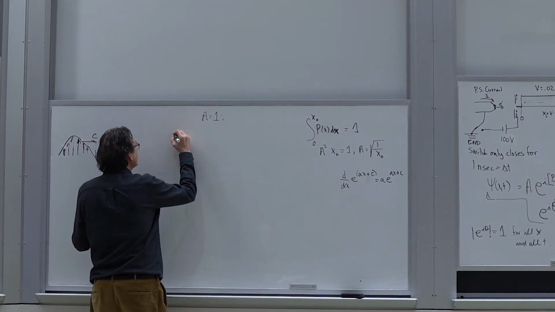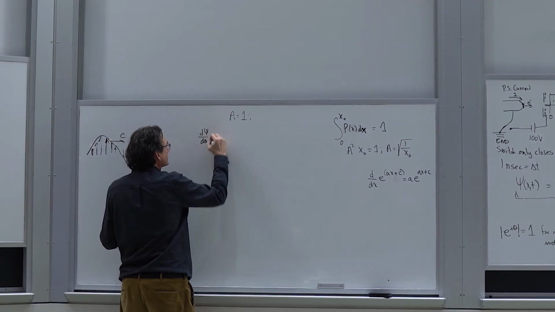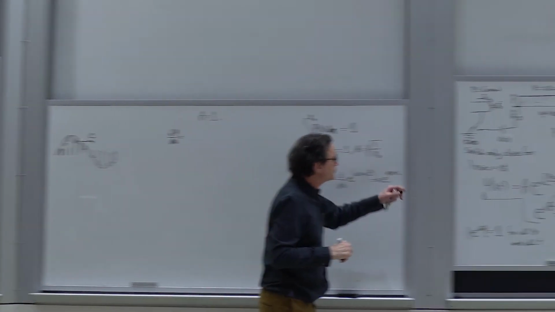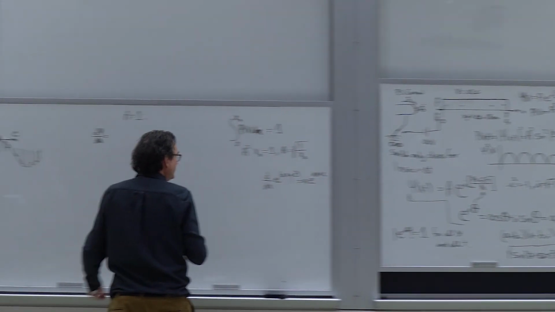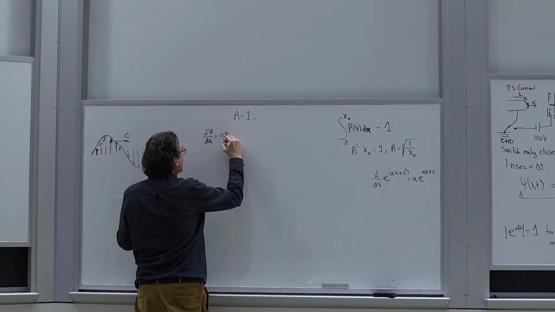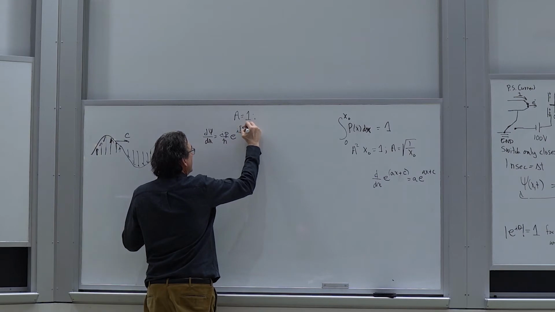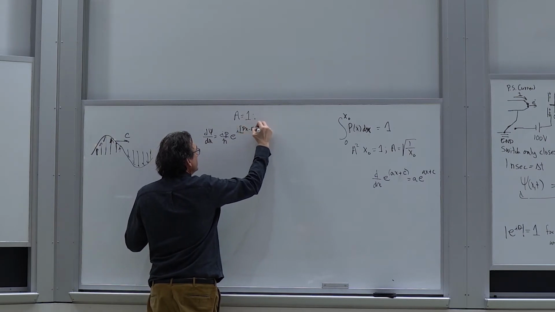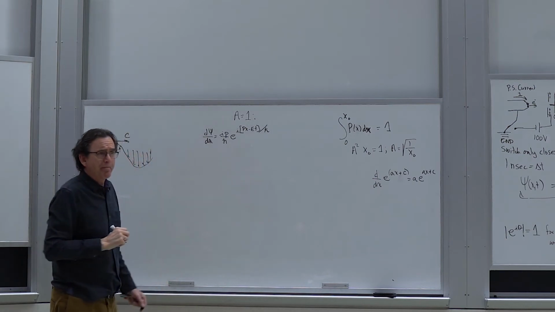Let's take the derivative of psi with respect to x. If I take the first derivative of this thing right here, I get ip over h bar times e to the i(px minus Et) over h bar. That's the first derivative.